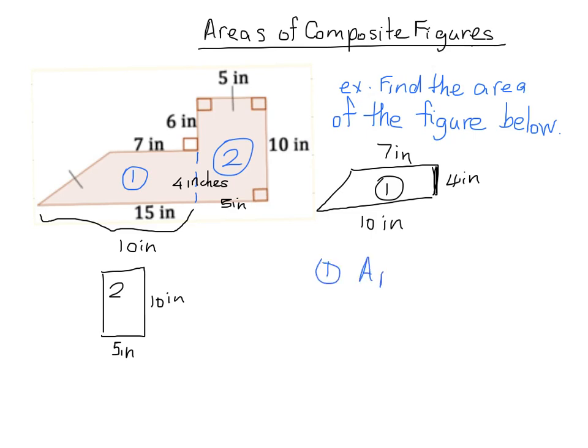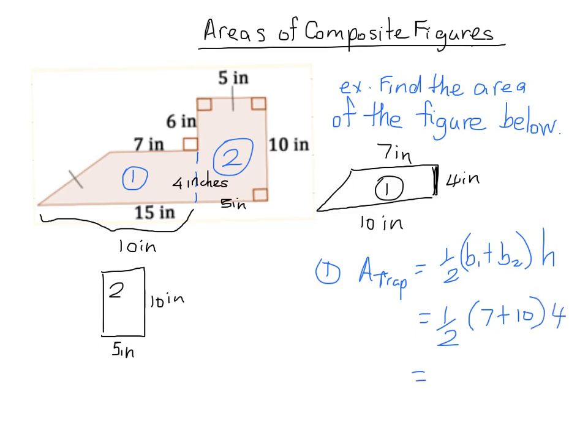So let's do one first. The area of the trapezoid, I'll call it trap for short, is, you may recall, half times B1 plus B2 times H, which is a half times B1 is 7, B2 is 10, times the height, which we found to be 4. And when you calculate that, you should get 34 inches squared. All right.